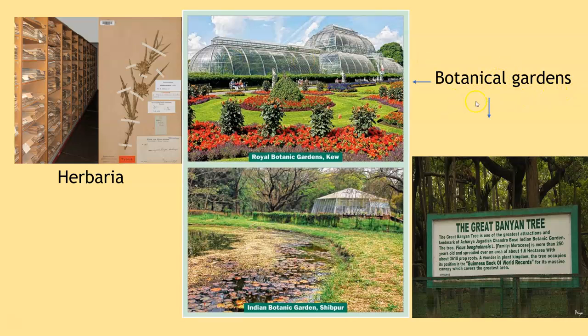Then you have botanical gardens. Now here in this case, you will find the living plants in their natural habitat. So you can just visit there, you can see how it grows in different seasons, how the plant behaves. So all this can be studied with the help of the botanical gardens.